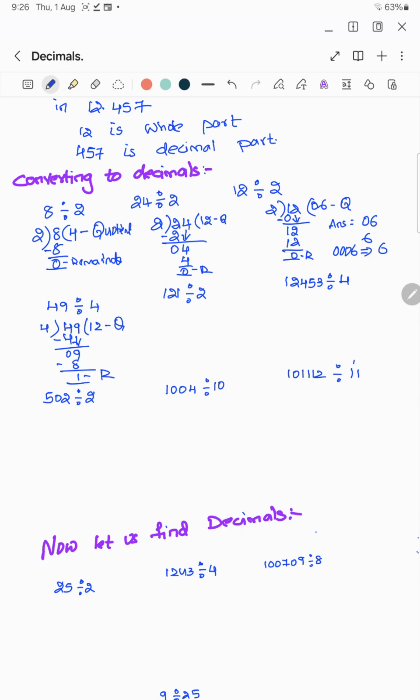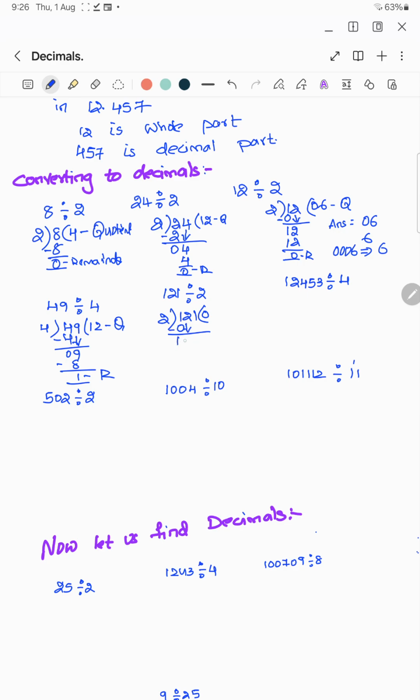Next, 121 divided by 2. Check for the first digit. We have to write the multiple of 2 which is equal to 1 or less than 1. There is no multiple of 2 which is less than 2 except 2 into 0, which is 0. 1 minus 0 is 1.